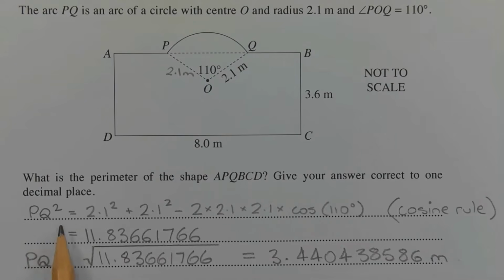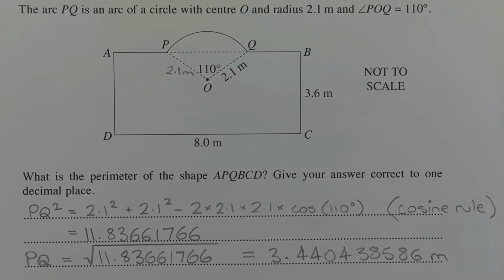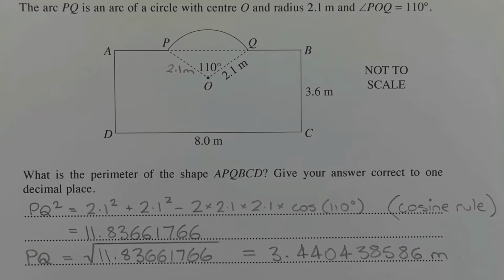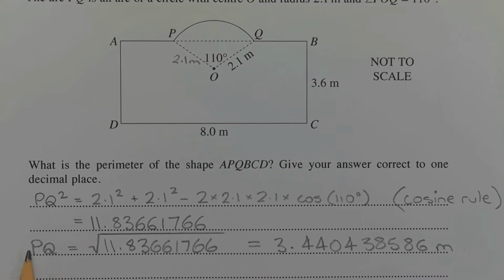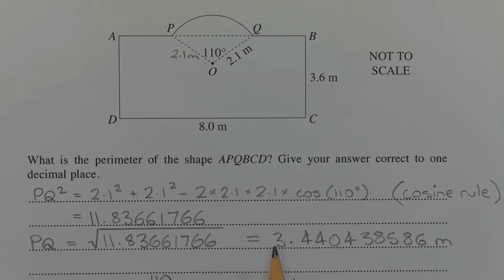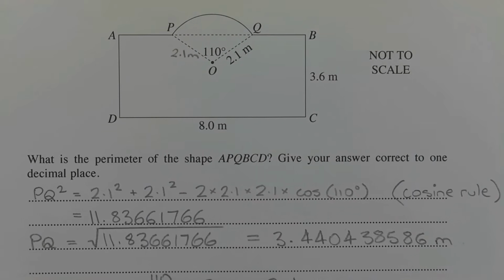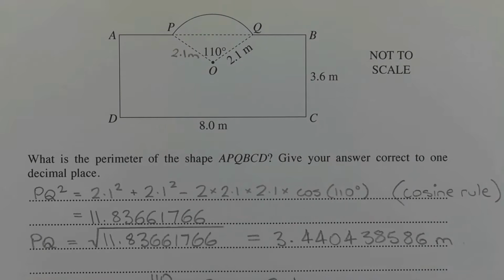So PQ squared is equal to 2.1 squared plus 2.1 squared minus 2 times 2.1 times 2.1 times cos of 110 degrees. Make sure your calculator is set to degrees and not radians. And that equals 11.83661766. Taking the square root of this value to get the length PQ, we get 3.440438586 meters. I'll do all the rounding at the very end.